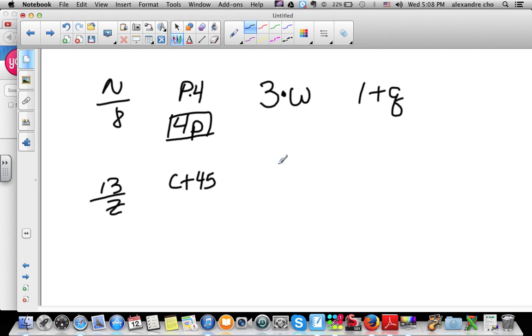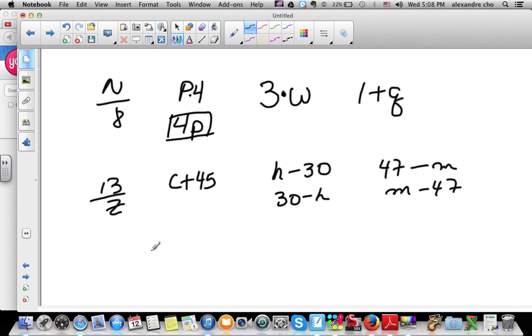H less than 30. If you actually do this, you get H minus 30, but because it's less than, let's make our little switcheroo. So you get 30 minus H. And 47 subtracted from M, again 47. Subtract means this, and M. But you got to make that change.